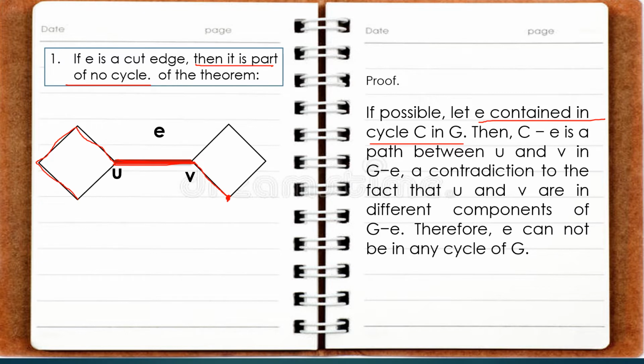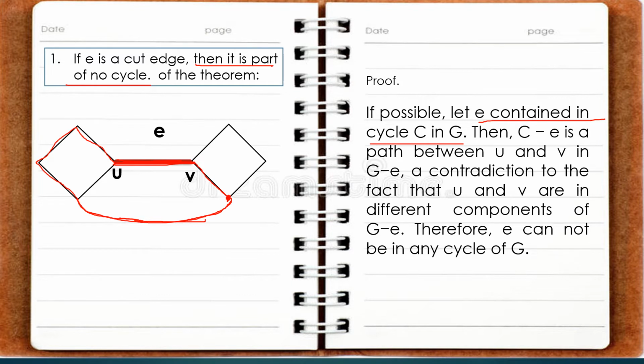So let's say I have here an imaginary edge. For example, this is our graph, and there is an imaginary edge here. In this case, we can say that there is a cycle in this graph, and that E is part of the cycle.